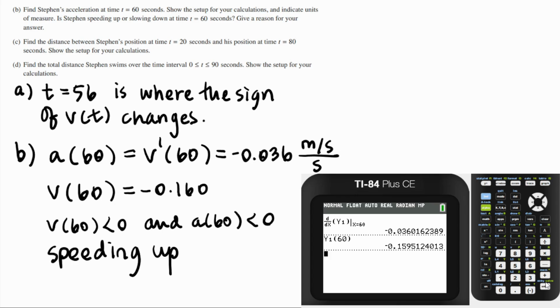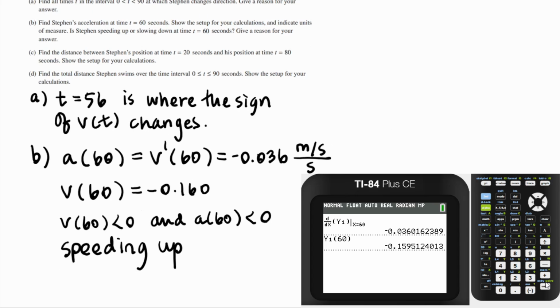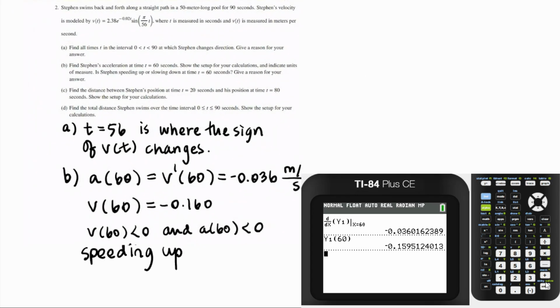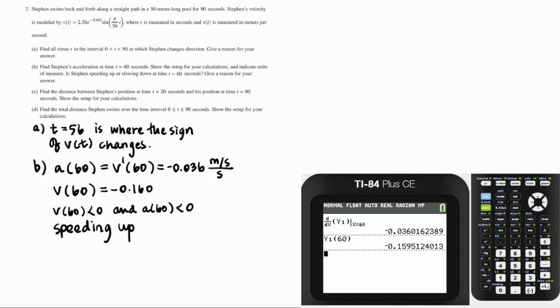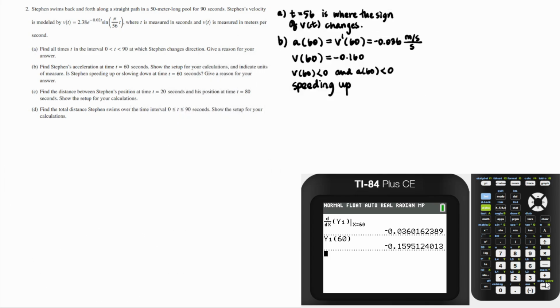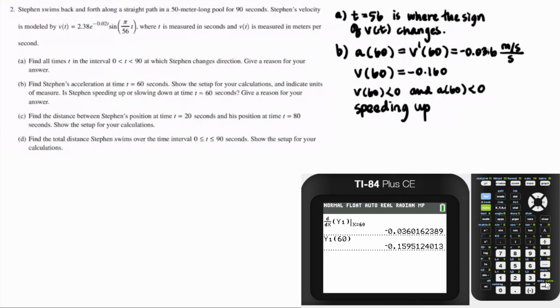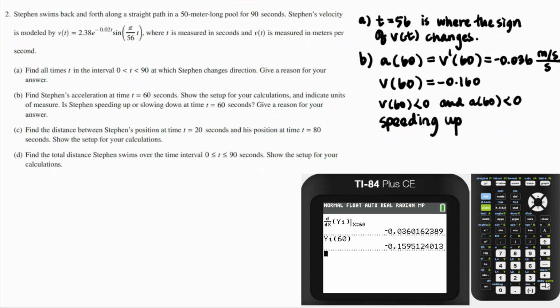Part C, find the distance between Stephen's position at time 20 seconds and his position at time 80 seconds. Show the setup for my calculations. All right, so, yeah, they didn't give you an initial condition. I was wondering kind of like where the trickiness was here. Okay, so now distance, but really it's the difference between position at 20 and position at 80. So what I'm going to do is I'm going to say, all right, x of 80 minus x of 20, well, that's going to equal the integral of velocity. Okay, we don't need an initial condition.